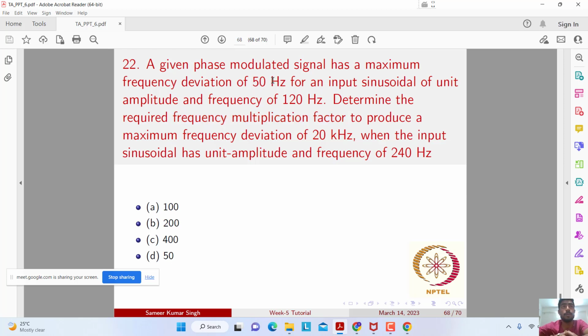So we have a frequency deviation and the frequency of the message signal. Use this data, and from there you can calculate the beta. Again, recalculate. From there we will get the frequency multiplication factor.